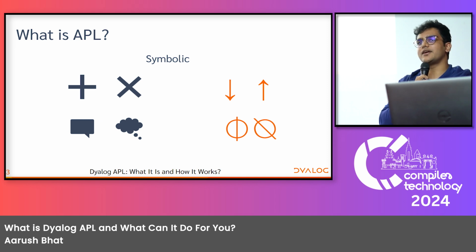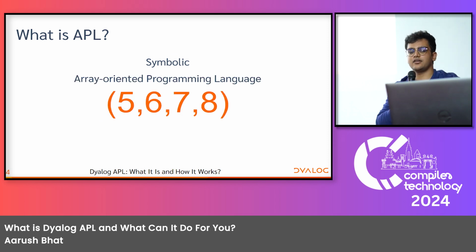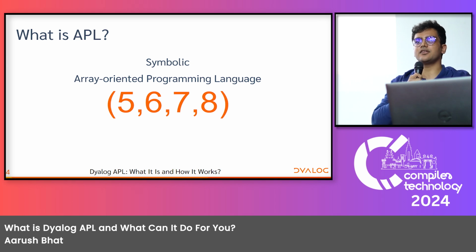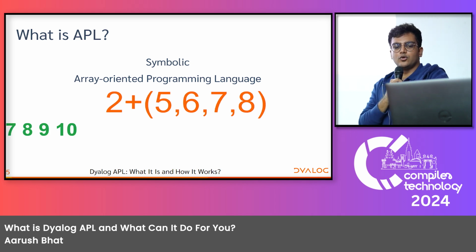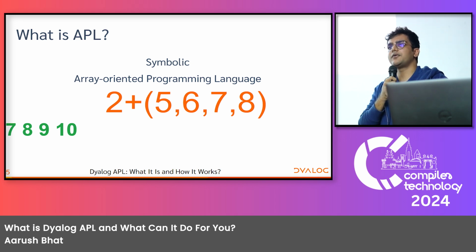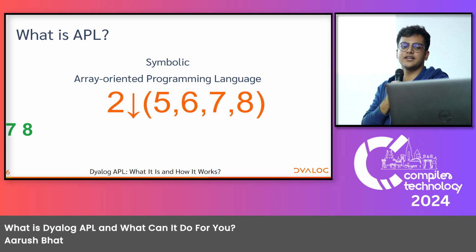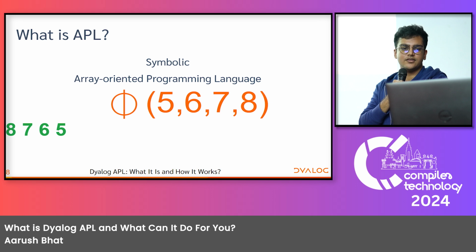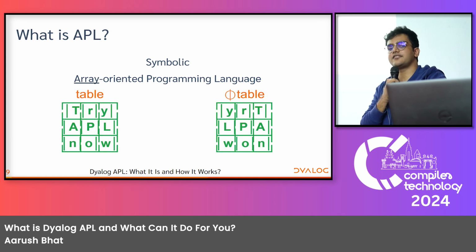So what array-oriented means is all of the operations are done on an array instead of singular numbers. All of the language is based on the fact that array is the most used data type in programming. So something like 2 plus 5, 6, 7, 8 would give you 7, 8, 9, 10. It applies the operation on the entire array. Similarly, 2 drop 5, 6, 7, 8 drops the first two elements, gives you 7 and 8. 2 take 5, 6, 7, 8 takes the first two elements and does not take the last two. Then something like reverse, you could guess what it does: 8, 7, 6, 5. It reverses the array.